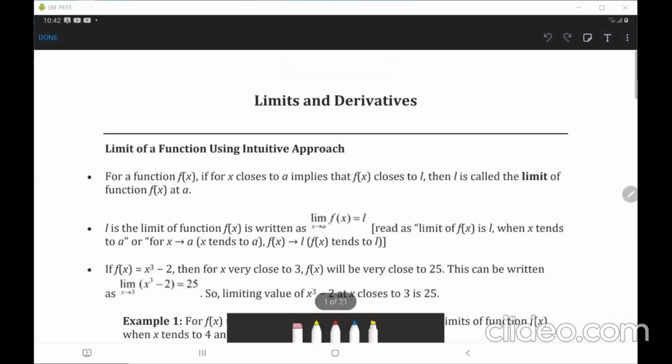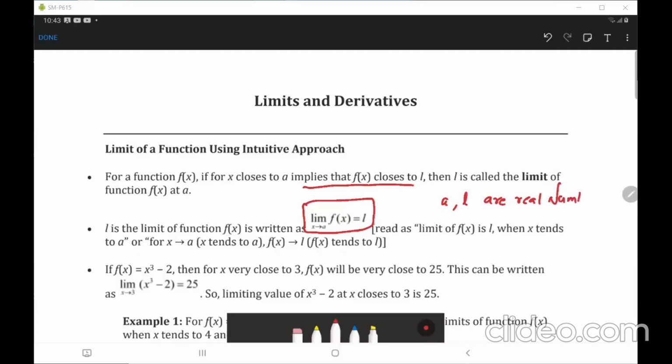implies that f of x is close to L, then L is called the limit of the function. And we write this as the limit as x tends to a of f of x is equal to L. That is the definition. So whenever I write the limit as x tends to a of f of x is equal to L, the meaning is as x approaches a, the value of the function approaches L, where a and L are numbers. a is a real number and L is also a real number. a, L are real numbers.